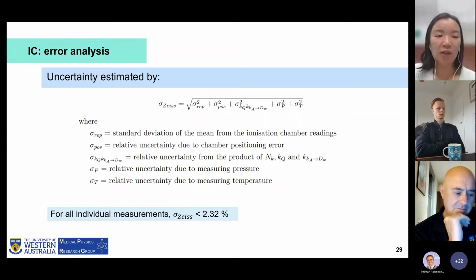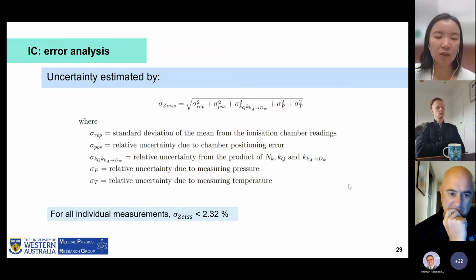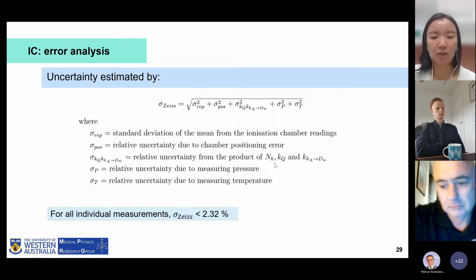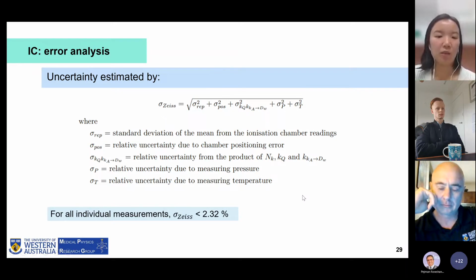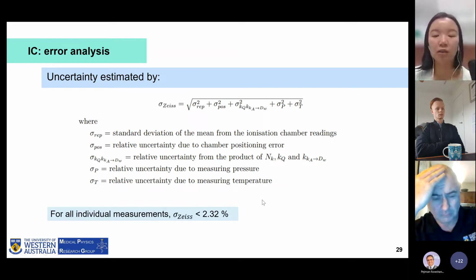For estimating the uncertainty from chamber measurements, we use this formula. It includes the standard deviation from the 3 chamber readings, the relative uncertainty due to chamber positioning, the relative uncertainty of the product of these 3 factors, which are given by Zeiss, and the uncertainty from measuring pressure and temperature. As you can see, for all individual measurements, the uncertainty was quite low, less than 2.32%.